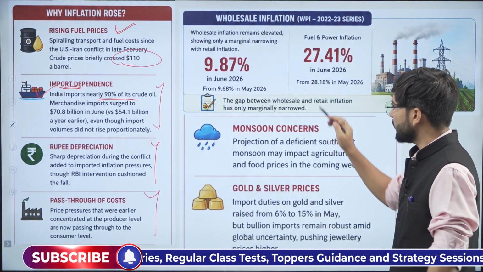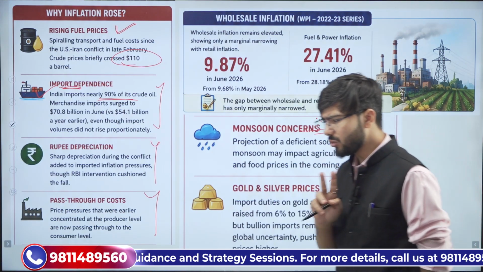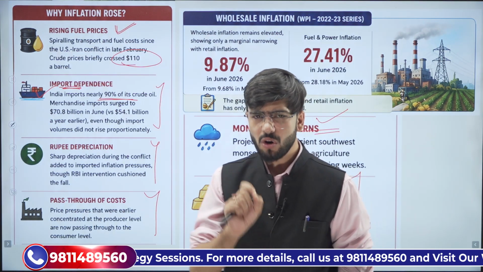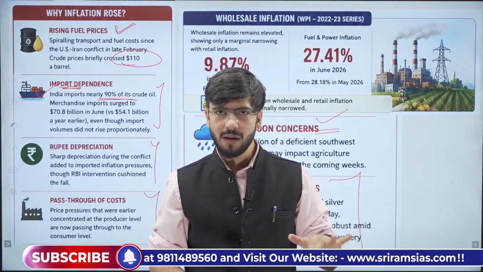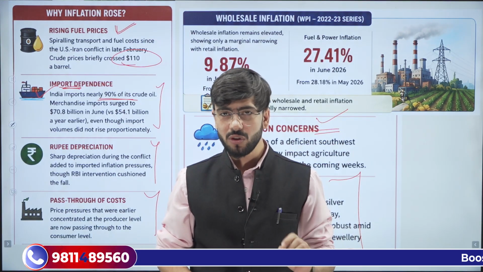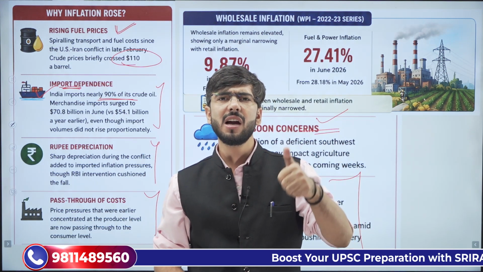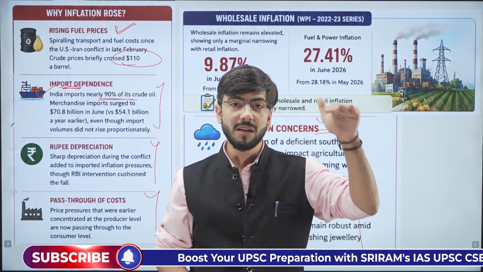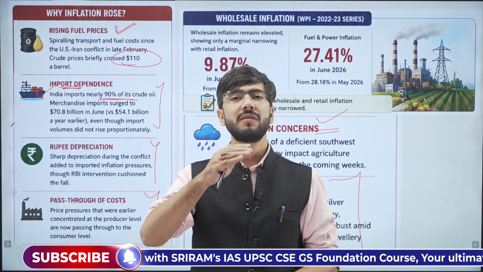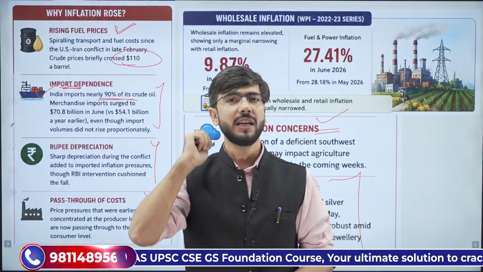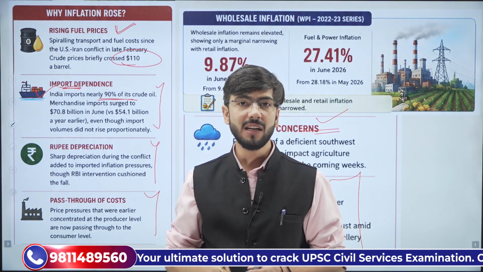Understood? Monsoon concerns and gold and silver prices. These are the two things which you must remember. First of all, we had a shortfall in monsoon this year. हमारा monsoon बहुत कम हुआ है, इस बार बारिश बहुत कम हुई है, जिसकी वजह से फूड आउटपुट और एग्रीकल्चरल आउटपुट डिक्रीज होगा. जो ही कंज्यूमर सप्लाई डिक्रीज होगी, जो ही एग्रीगेट सप्लाई डिक्रीज होगी एग्रीकल्चर की, उसकी वजह से प्राइसेस इंक्रीज होना स्टार्ट हो जाएंगे.